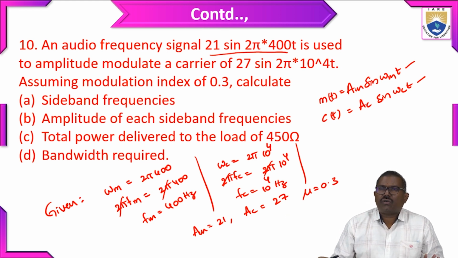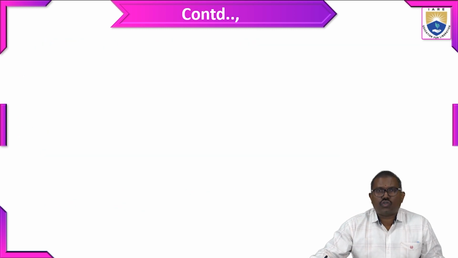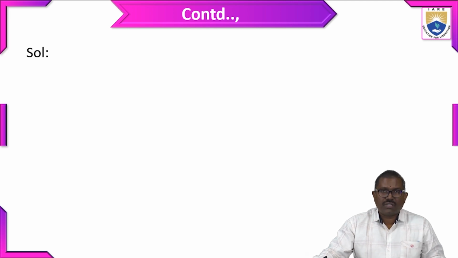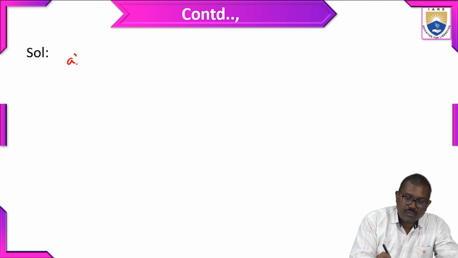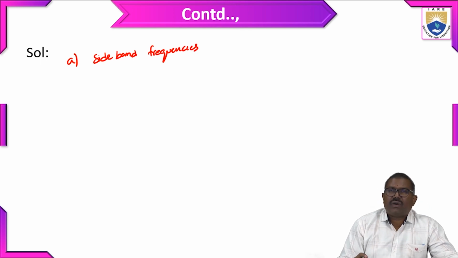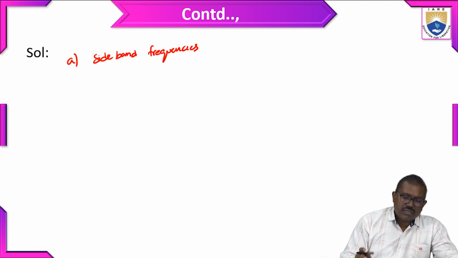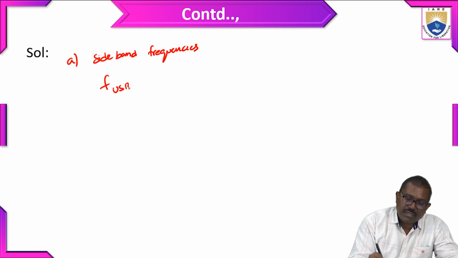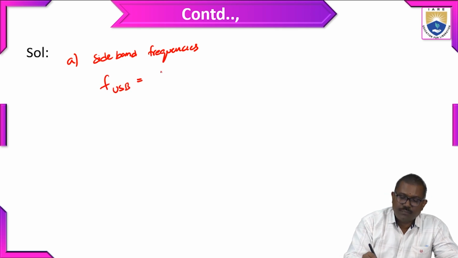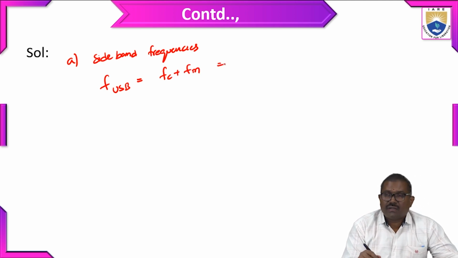Okay, so after getting all the data, we are going to solve the problem. Let us go to the solution. For the solution, what do they ask first? A bit: the sideband frequencies. Here you have two sidebands, one is the upper sideband and the other is the lower sideband. The upper sideband frequency is equal to fc plus fm. What is fc? The carrier frequency. What is fm? The message frequency.